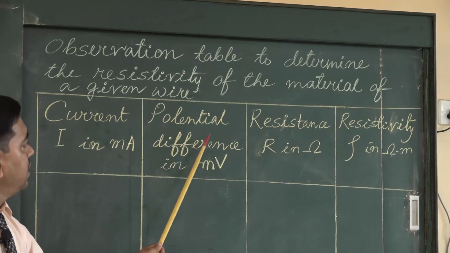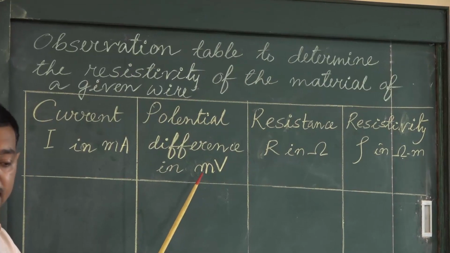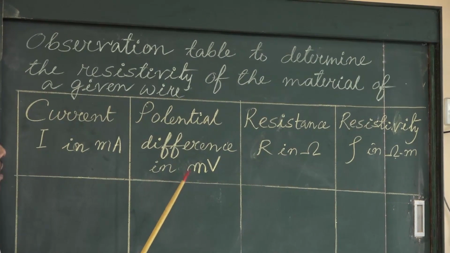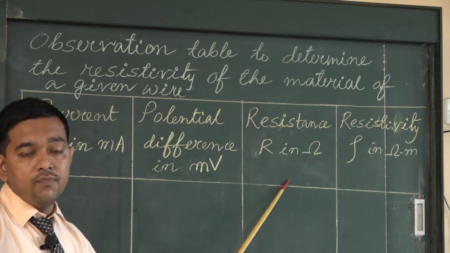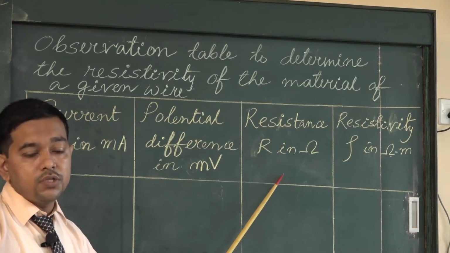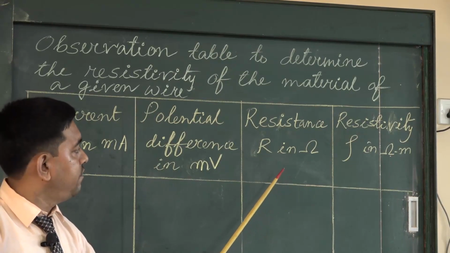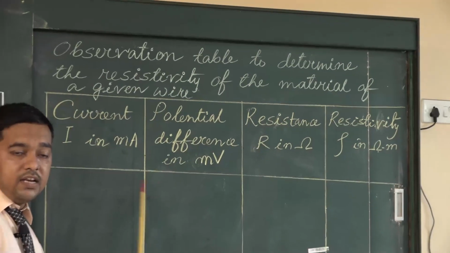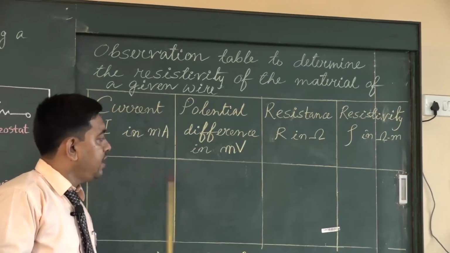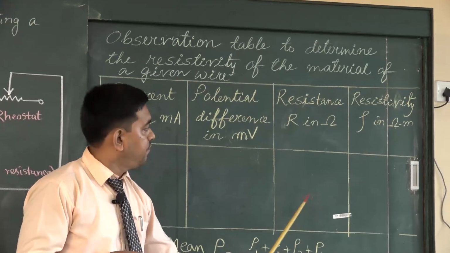The second column is the potential difference in millivolt, as we are using a millivolt meter. Then using Ohm's law, we will find the resistance as R equals V by I. For each observation, we will have different sets of I and V, and the corresponding values of R we will get from here.